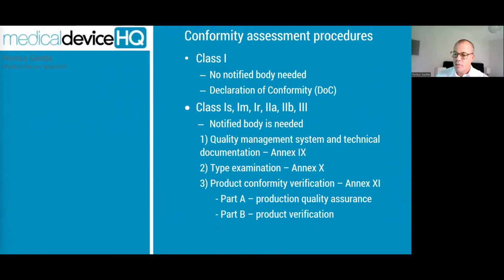This procedure is split into Part A and B. But both Part A and B can be used in combination with Annex 10 for the higher risk classes, or actually stand alone for Class 2A devices. So this is quite common for 2A devices. Otherwise, Annex 9 is the most common, I would say.